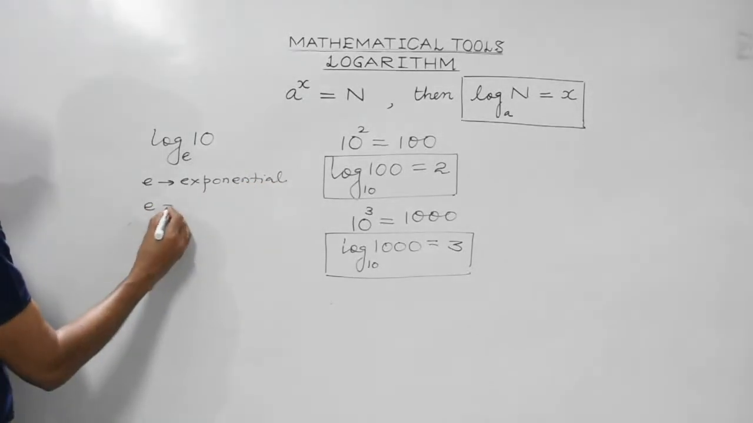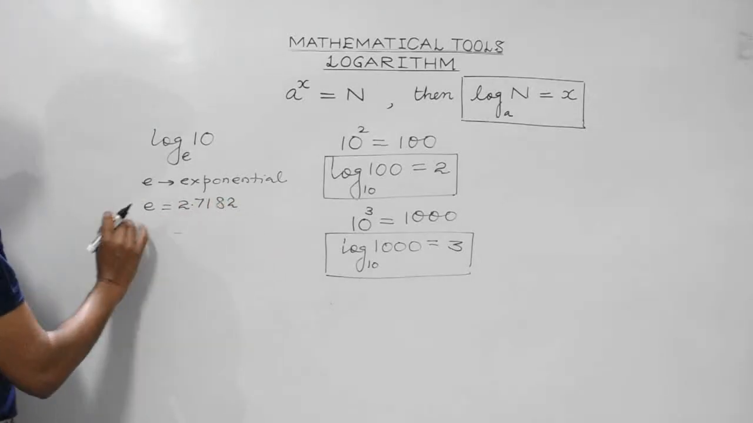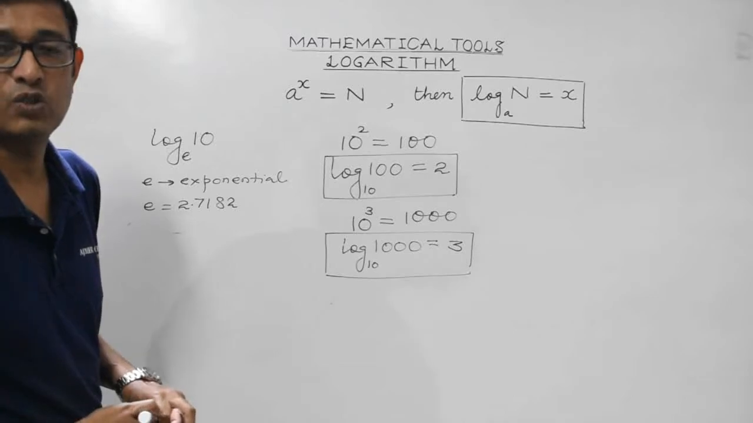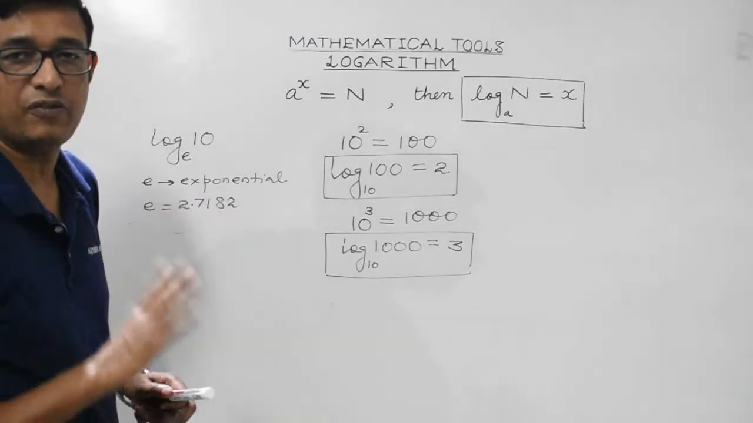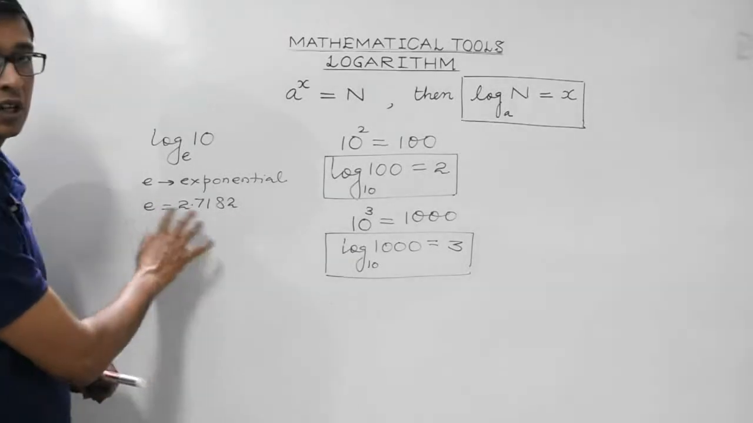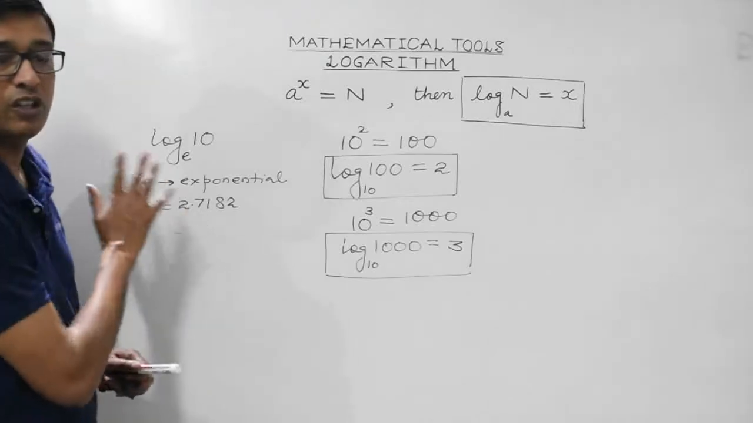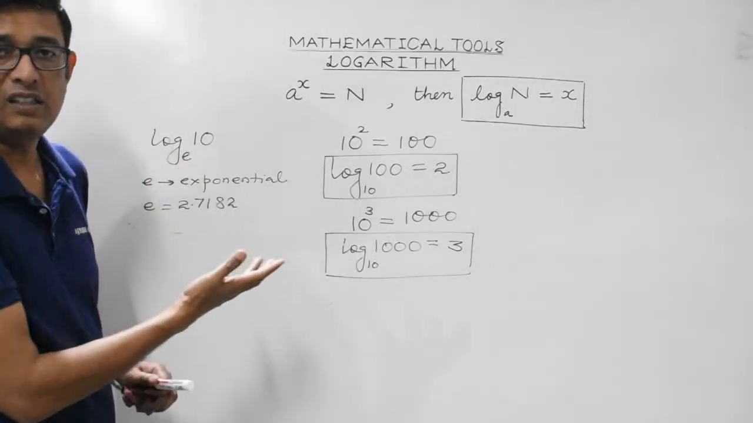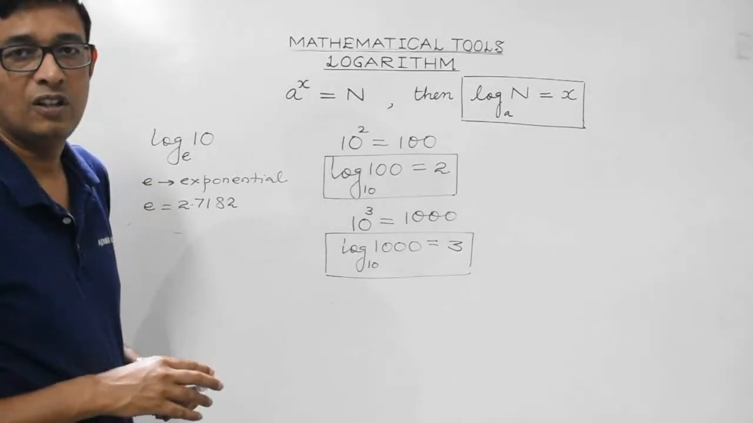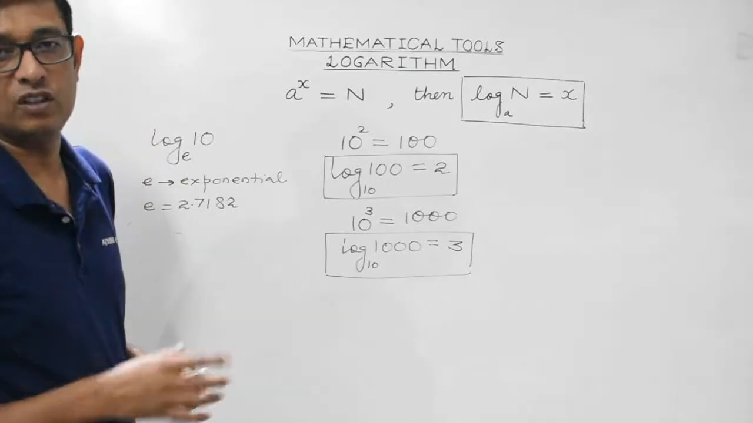And its value is 2.7182. It has an infinite series: 1 plus 1 by 1 factorial plus 1 by 2 factorial plus 1 by 3 factorial plus 1 by 4 factorial and so on. So its value comes out to be 2.718. Right? So this is the exponential. So log to the base e of any number is known as the natural log. Log of any number to the base 10 is known as the common logarithm.